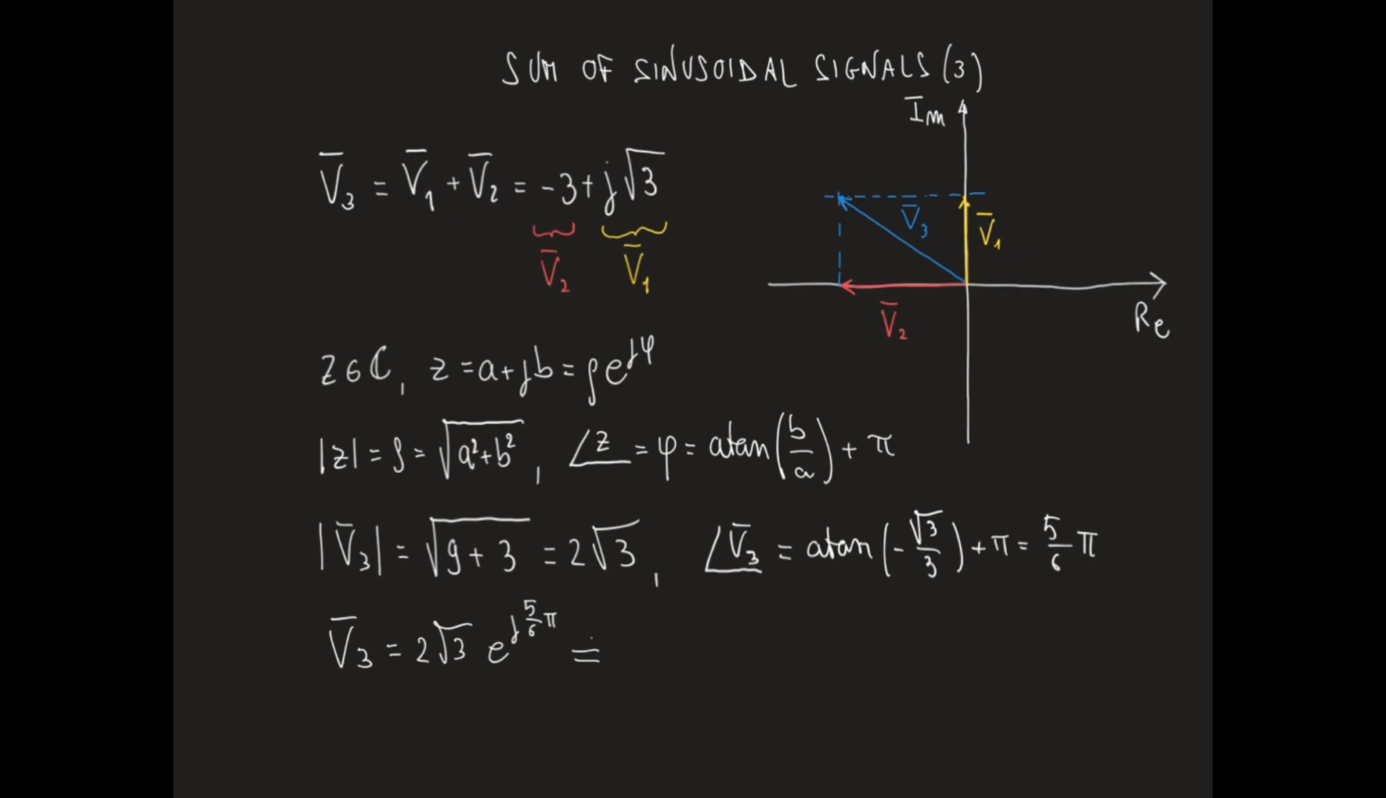Therefore, V3 of t, which is the sum of the two sinusoidal signals V1 of t and V2 of t, will be equal to the real part of the V3 phasor times e to the j omega t, which is equal to 2 the square root of 3 the cosine of omega t plus 5/6 pi.